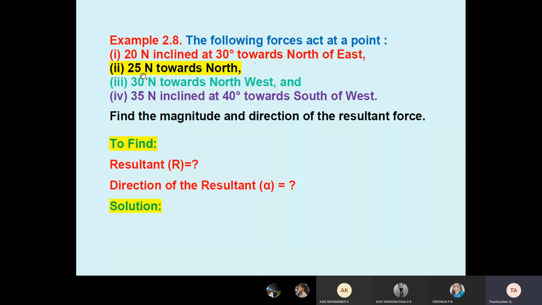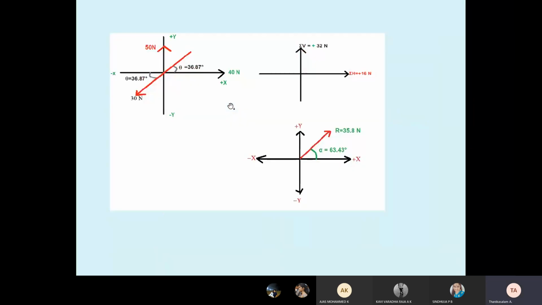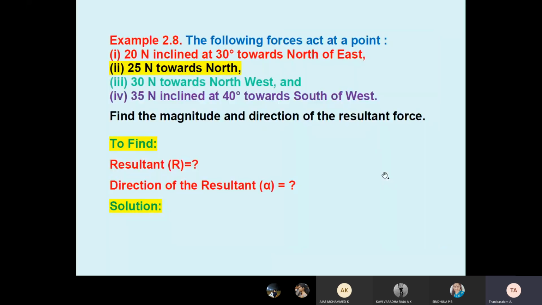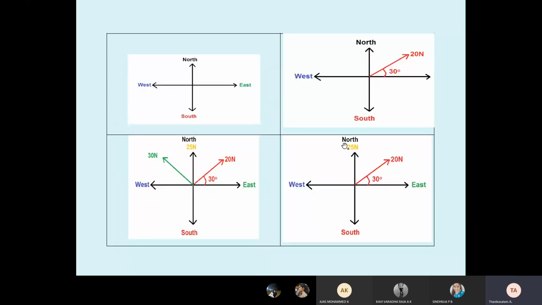Then see the second, 25 Newton towards north. See here, 25 Newton towards north. You see the bottom right side diagram. The first force 20 Newton is at 30 degree, and the second force 25 Newton is towards north. So along the positive y-axis, 25 Newton.